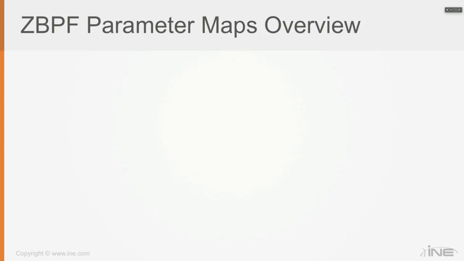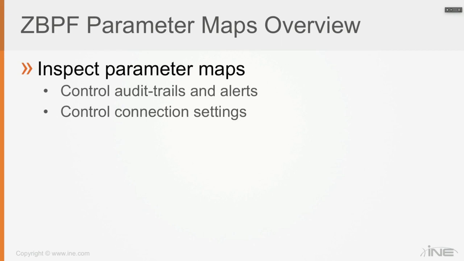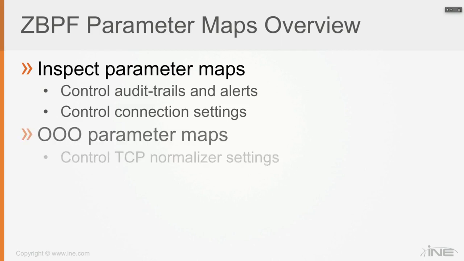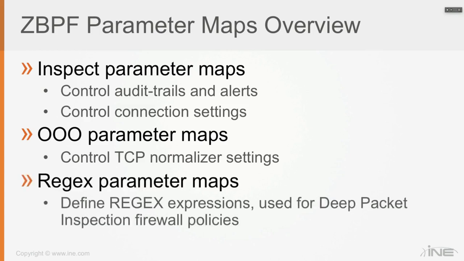Now, the inspect parameter maps control audit trails and alert settings, and also control connection settings. The out of order parameter maps control, as expected, the TCP normalizer settings, because the TCP normalizer also deals with out of order packets. The regex parameter maps define regex expressions used for deep packet inspection for all policies.